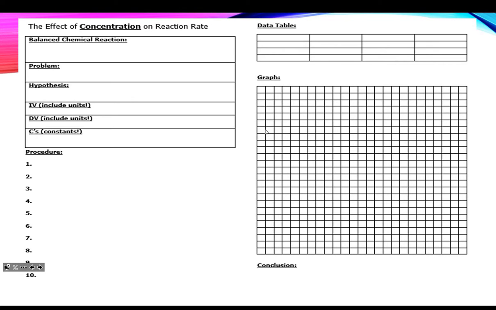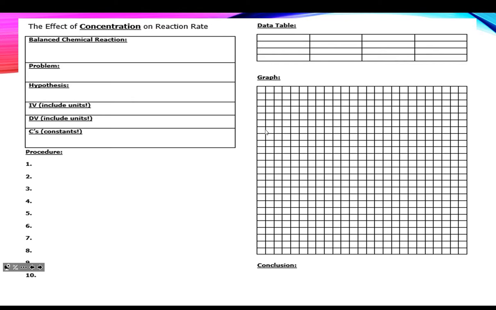Okay? So when we go back there, the hypothesis is your educated guess. What do you think is going to happen? Is it going to get faster? Is it going to get slower? Is it going to whatever? Anybody know what IV is? What's IV? It's your independent variable. It's what you are changing. So when I ask for an IV, it's your independent variable. What did you change? What are you going to change?